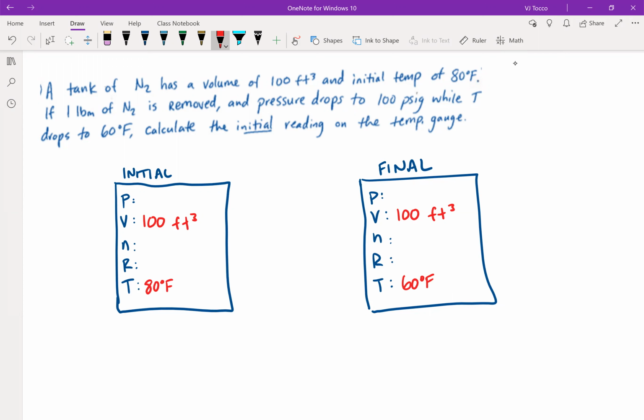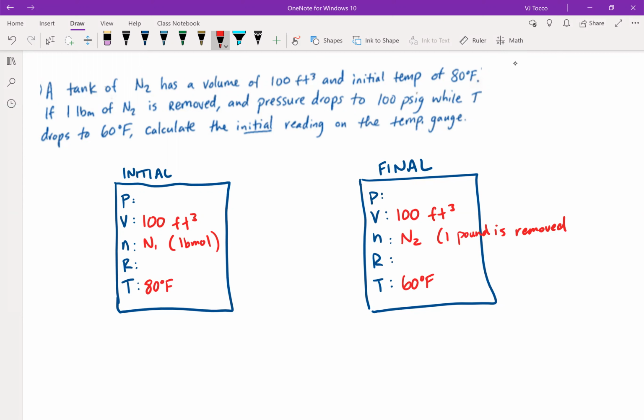I don't know how many moles of N2 I have, so I'm going to label this as n1 and label this as n2. But I do know that 1 pound mass of N2 is removed. So I'm going to label that. 1 pound is removed. And I'll make sure to label that n1 is going to be in pound moles, lb moles. All right, and I know that it's nitrogen, so I can convert what those moles are.